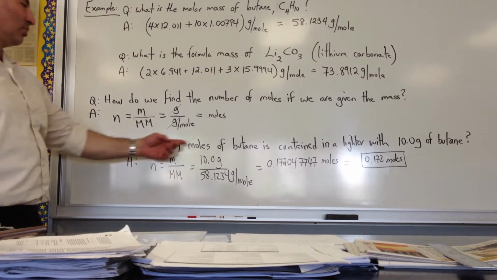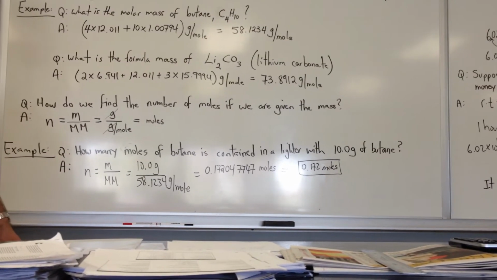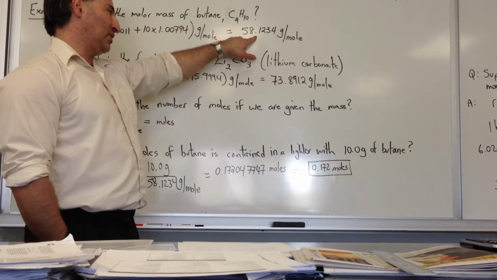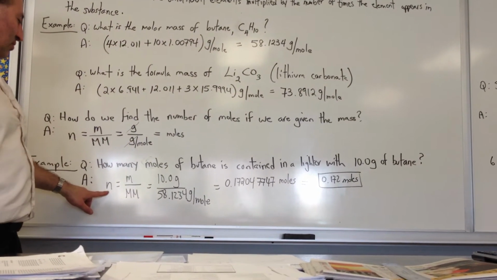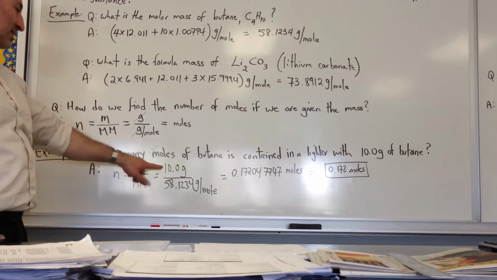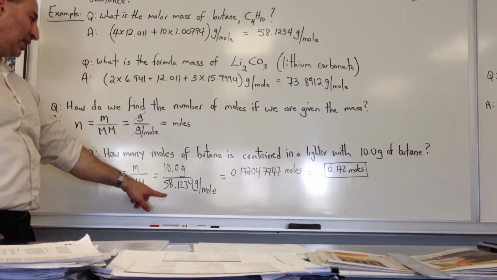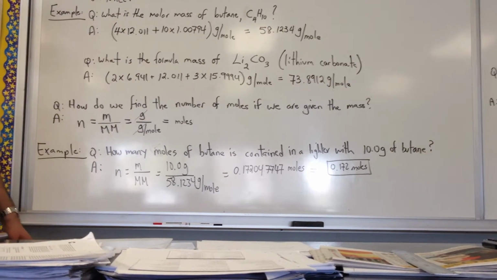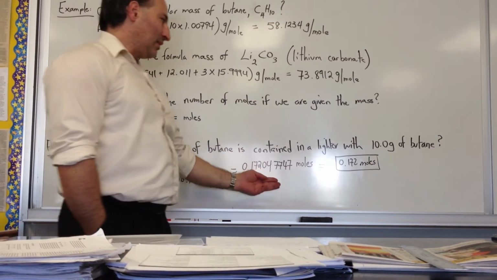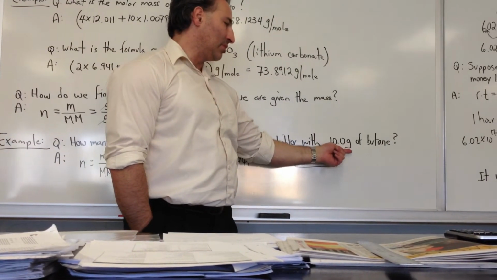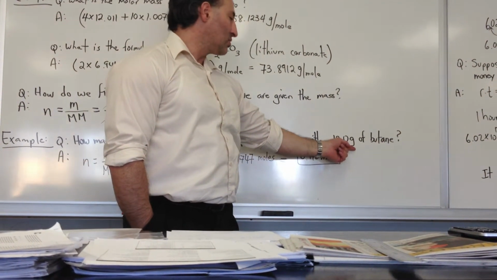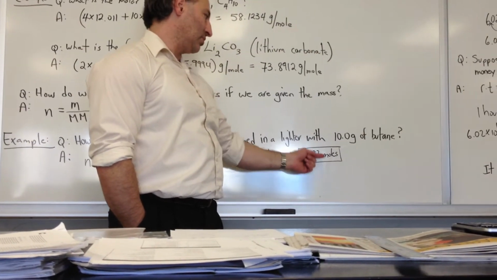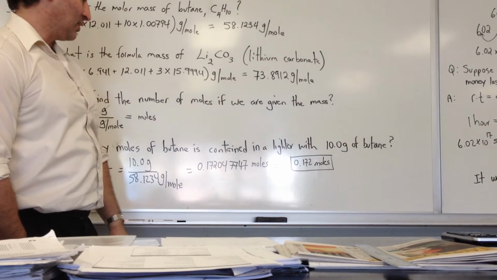Here's an example. How many moles of butane is contained in a lighter with 10 grams of butane? Well, we just calculated the molar mass of butane at 58 grams per mole, so we're using this equation. We simply plug in the values. The mass is 10 grams. The molar mass is 58. 10 divided by 58. Grams cancel. 0.172 moles. And we're not going to report it to that level of accuracy because the least accurate number we used in our calculation only had 3 numbers in it. So we're going to reduce ourselves to 3 significant figures. So we report our answer to 3 significant figures.